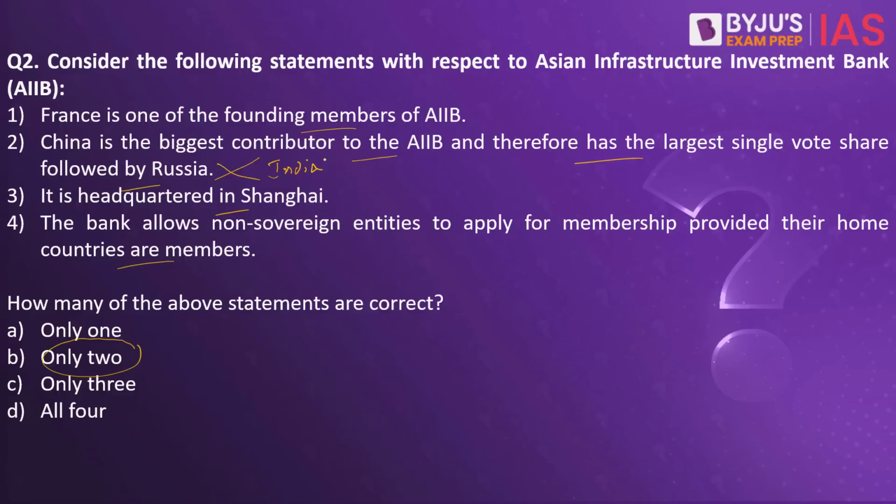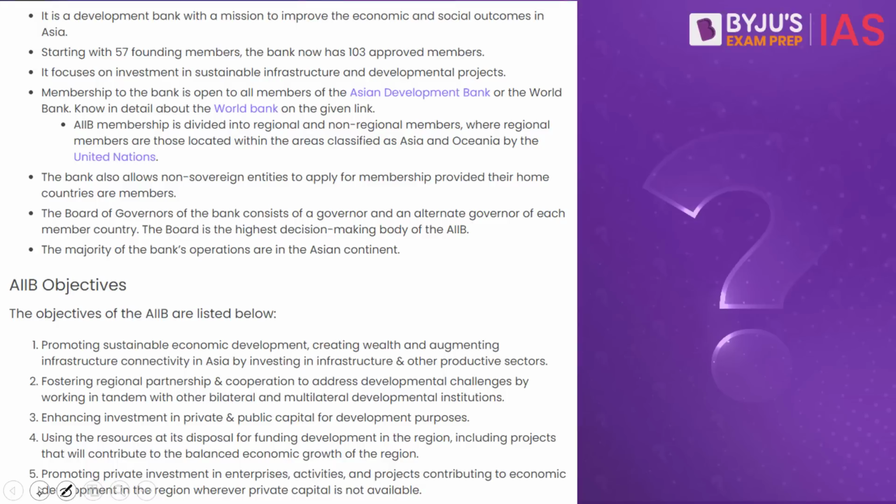The third statement reads, it is headquartered in Shanghai. This statement is also wrong. Why? Because it is headquartered in Beijing and not in Shanghai. The fourth statement is right. The bank allows non-sovereign entities to apply for membership only on a condition that their particular home country is also a member of the AIIB. Let's look at some of the important facts with respect to AIIB.